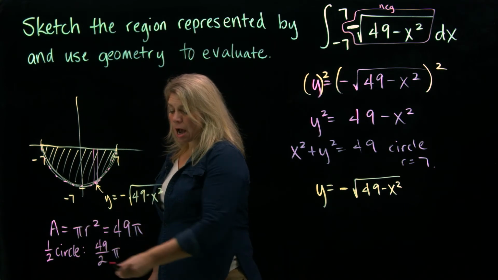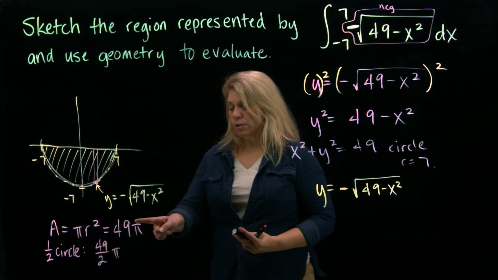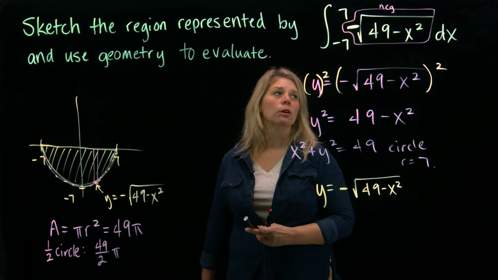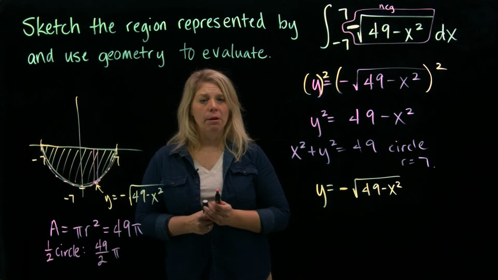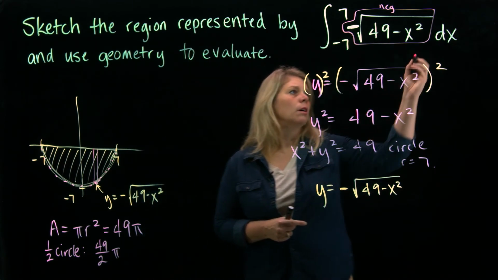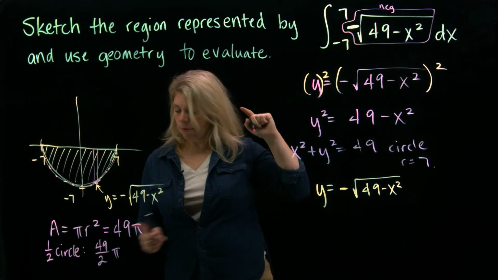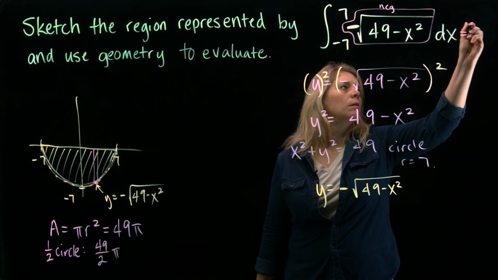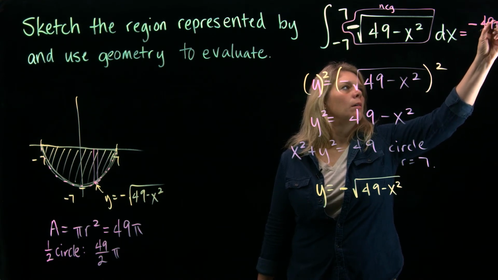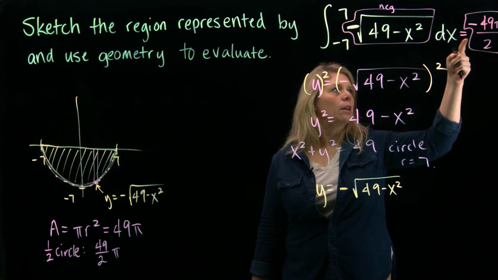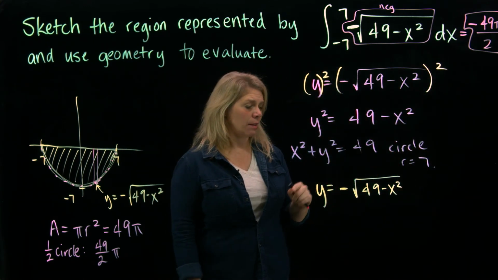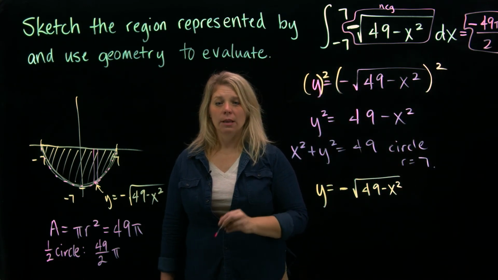All right, so geometry helps me find the area of a circle and then a half circle. But then thinking about the Riemann sum definition is going to help me write the correct answer for this integral, which will be negative 49 pi over 2. Okay, so that's a little bit tricky, making sure that you think about the negative in there as well. All right, we'll look at some more videos.